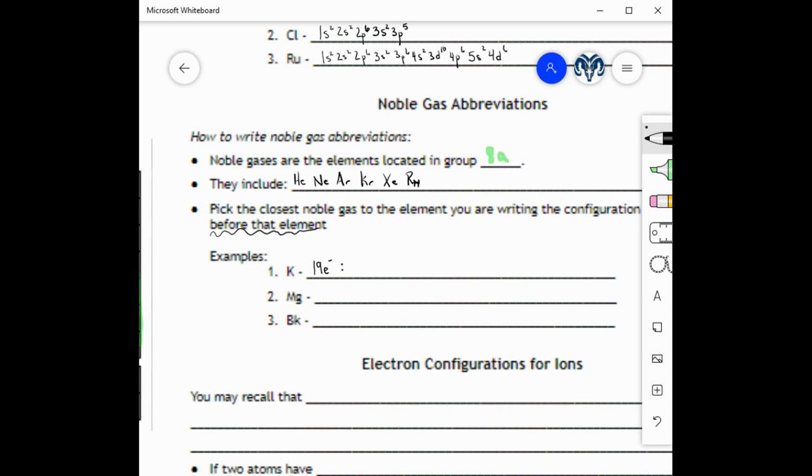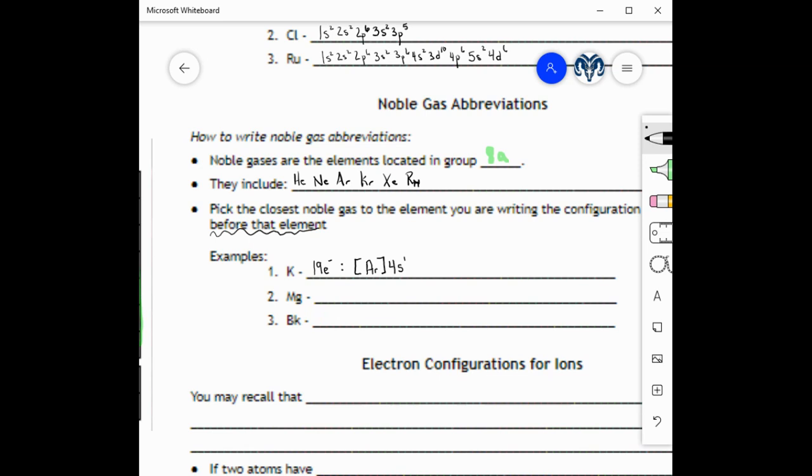For potassium, I'm going to look at the noble gas that comes before it. That's going to be argon, which is 18. So what I can do is put a bracket with argon, that's the noble gas, and then I'm going to start at the s sublevel, the next energy shell. So this is going to be the fourth energy level, s, and then 1 electron.